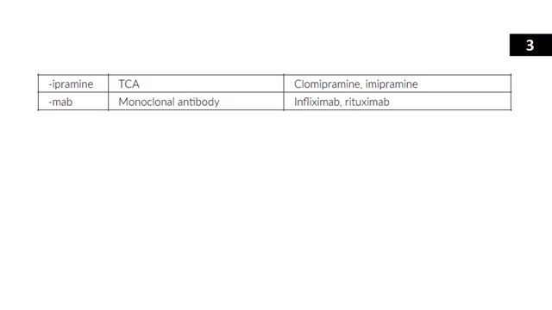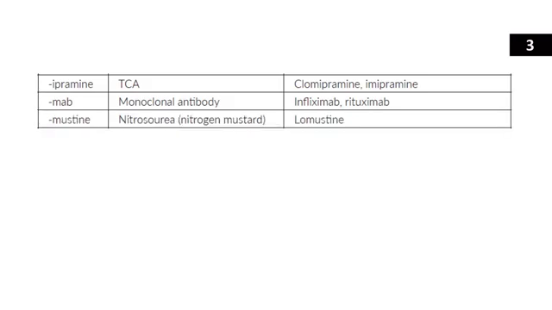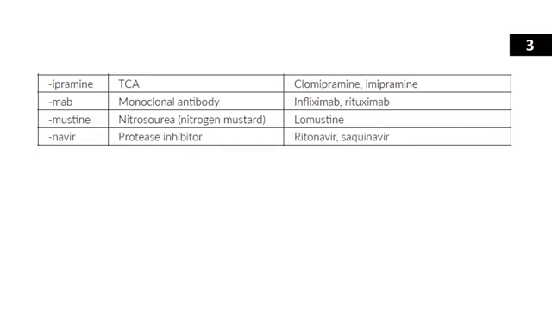The next one is -mustine. Mustines are nitrosoureas, which are cancer drugs. These are drugs that readily cross the blood-brain barrier and treat brain tumors. Also, because they cross the blood-brain barrier, they can cause CNS side effects. That makes sense. -navir are protease inhibitors used to treat HIV, like ritonavir or saquinavir. These would be a couple examples of the long list. Remember, we said in the last video that these are also cytochrome P450 inhibitors.